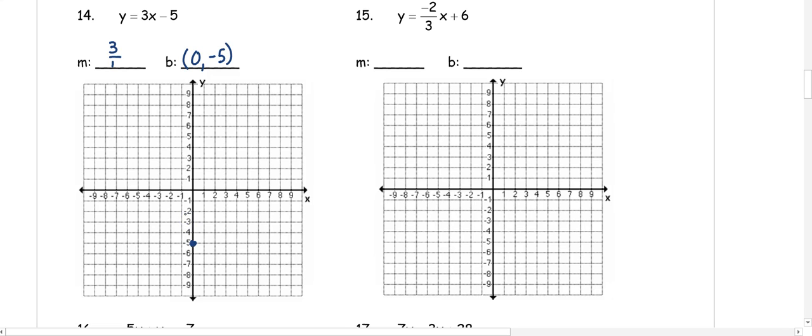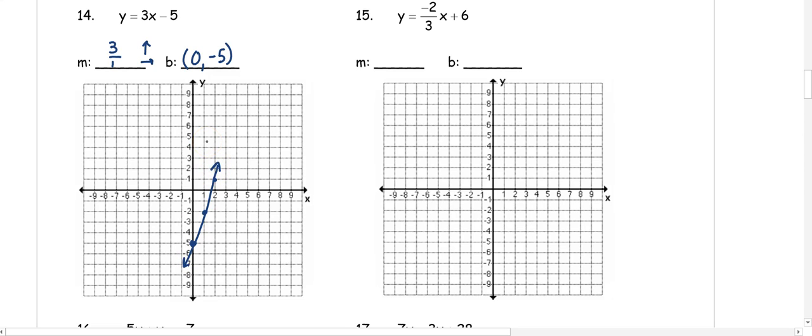Then I'm going to look at my slope. Remember how when we count slope, we go up for positive numbers and down for negative numbers. So if my slope is 3 over 1, I want to go up 3 and right 1. So from this y-intercept, I'm going to count up 3 spaces, right 1, place a dot. I'm going to do that one more time. I'm going to count up 3 spaces, right 1, place a dot. And then I'm going to connect these dots to draw a line.